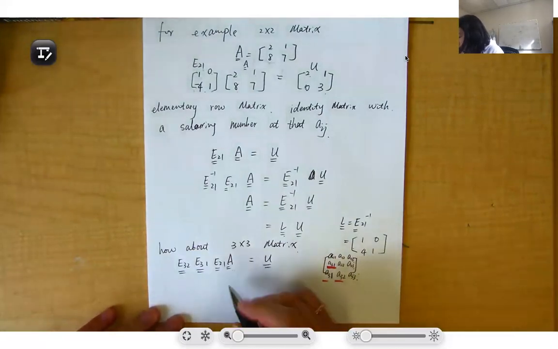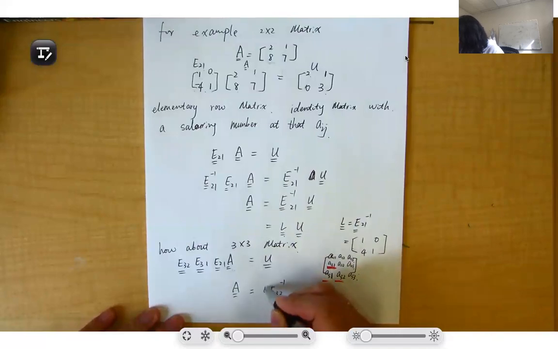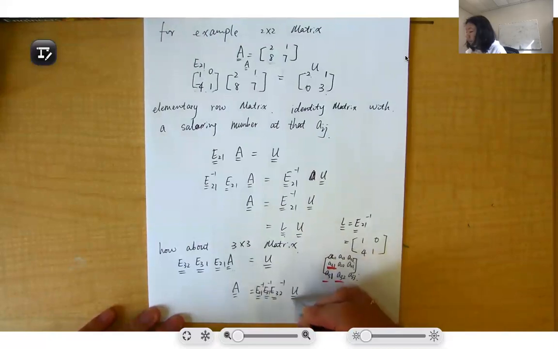Then what is your LU? So A will be equal to E31 inverse times E32 inverse times E31 inverse times E21 inverse times U.